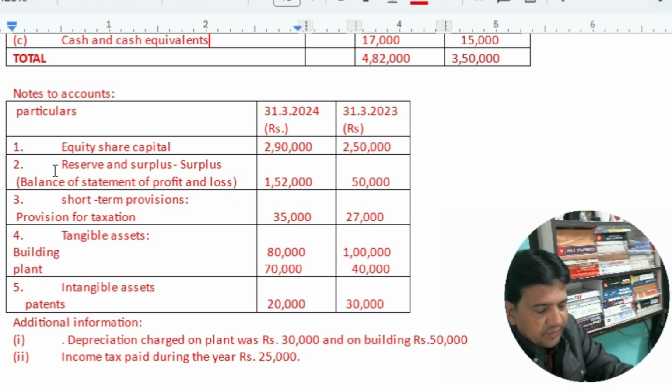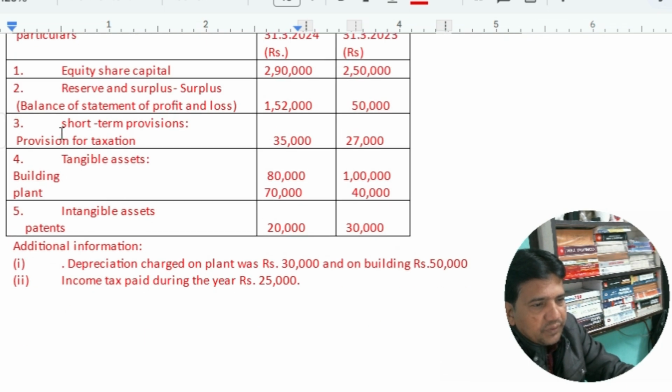In the reserve and surplus, the number of items might be like security premium, general reserve. These items are not mentioned under the reserve and surplus. So it is very clear that the balance shown by the reserve and surplus is only the profit and loss balance, that is the surplus balance.